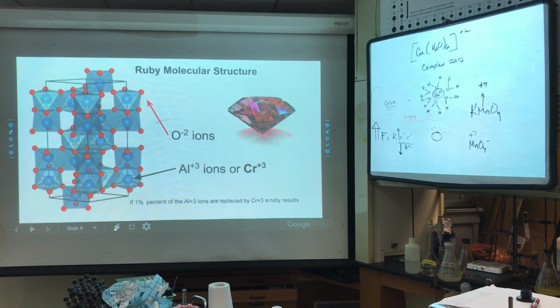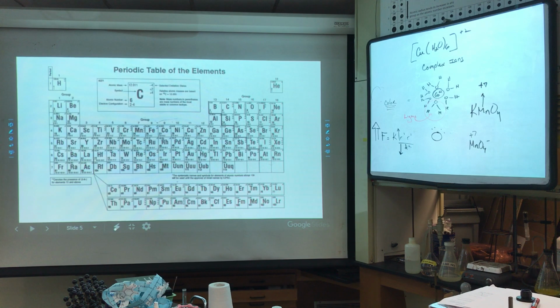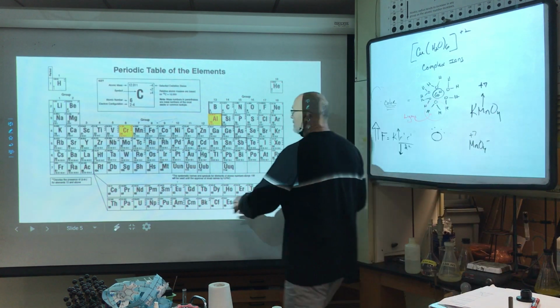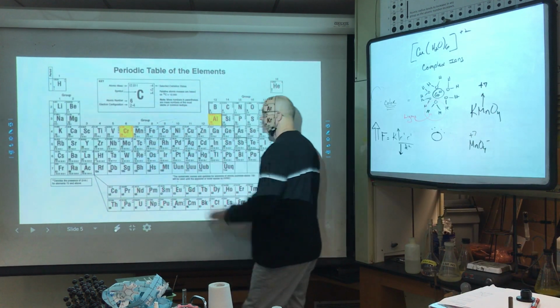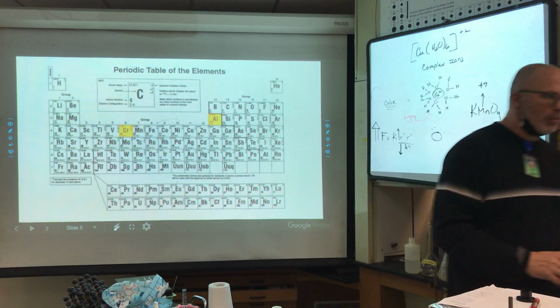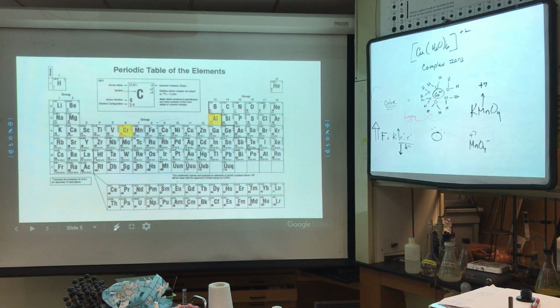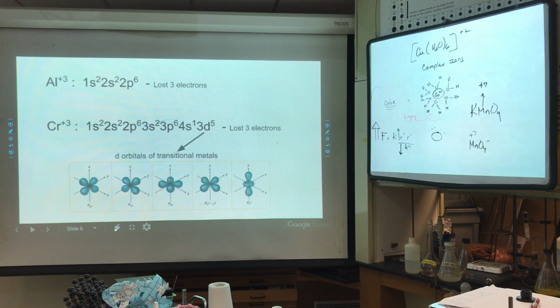So it's not just solutions. It happens, of course, due to, here's aluminum, not a transitional, and it deals with chromium, which is a transitional. These guys have something that this one doesn't have, and that is called d orbitals. And I'll explain very shortly.